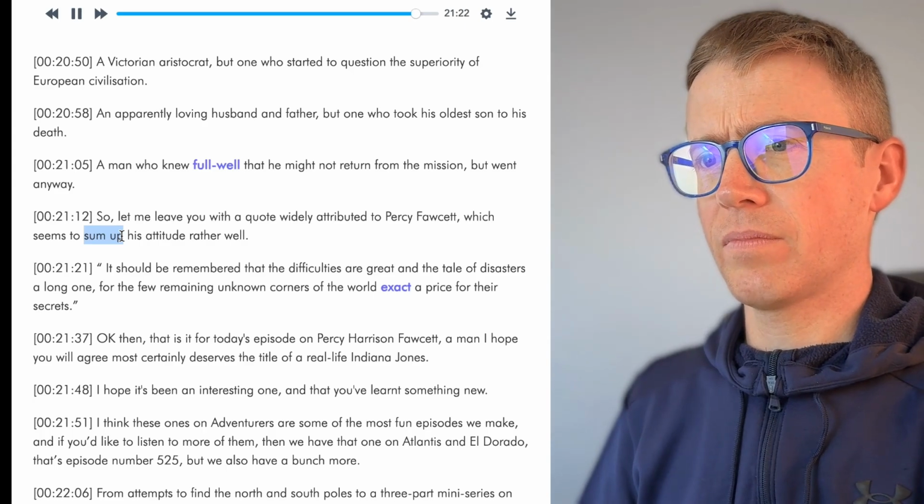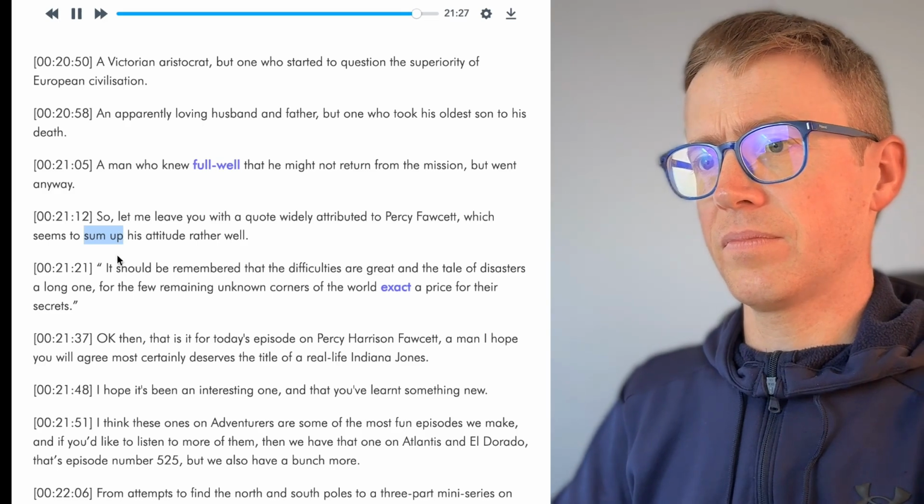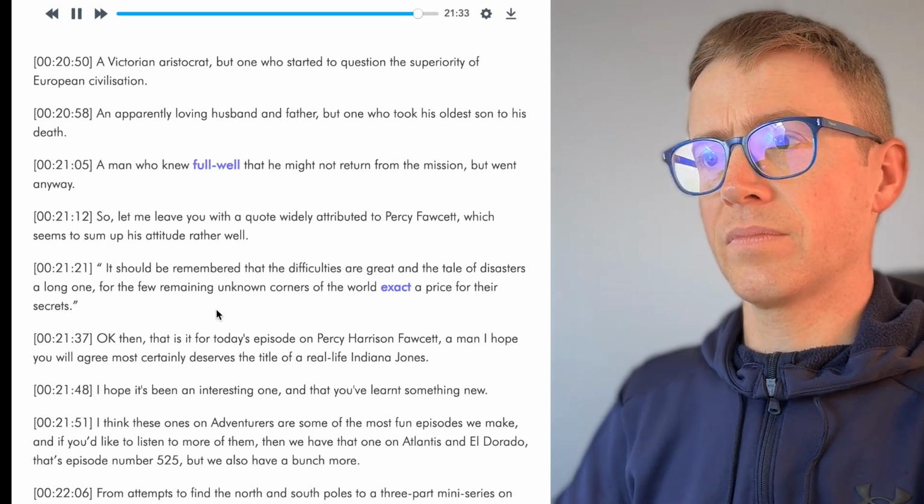It should be remembered that the difficulties are great and the tale of disasters a long one, for the few remaining unknown corners of the world exact a price for their secrets.